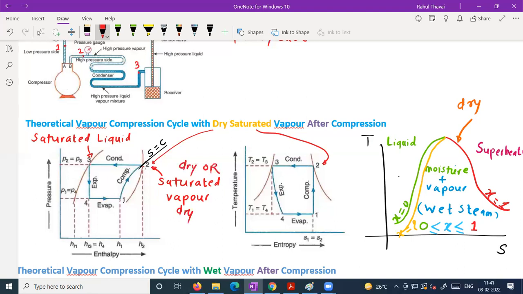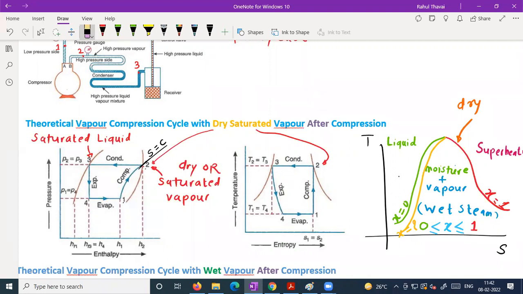Dry or saturated vapor. Okay? So dry or saturated vapor gets converted to liquid. That is what occurs during the condenser. And so, again, what happens during condensation? Pressure as well as temperature remains constant. Only we are changing the phase. We are converting dry vapor to liquid.